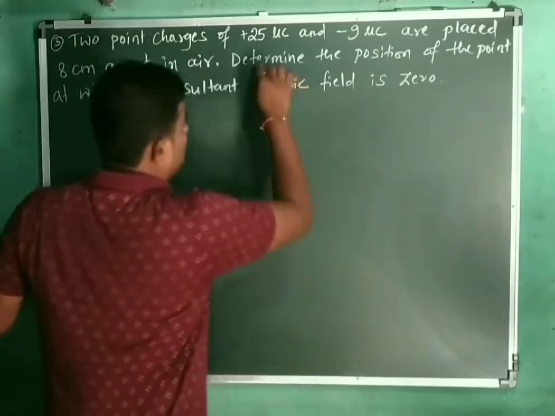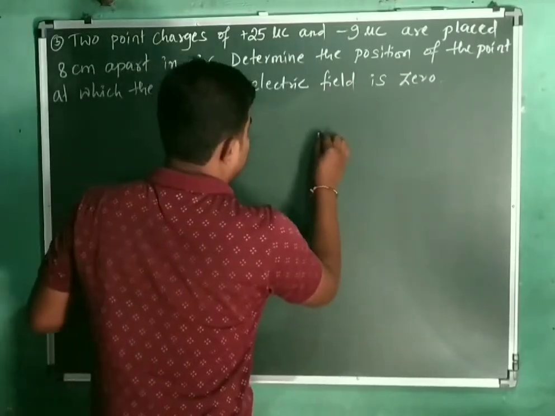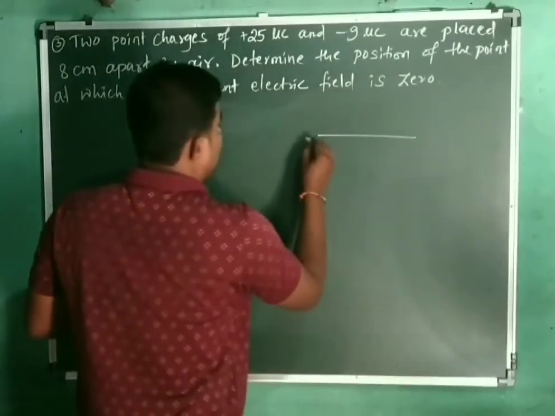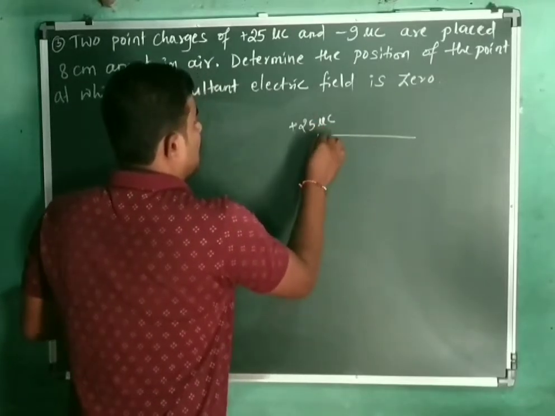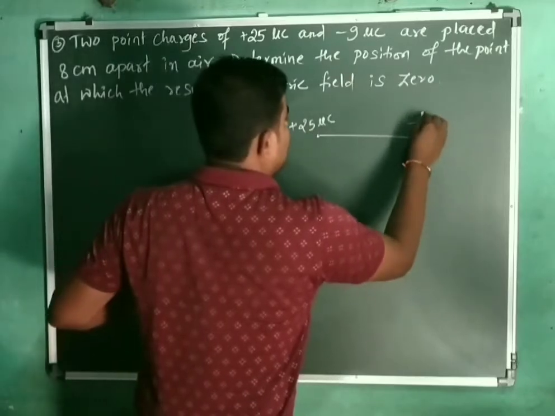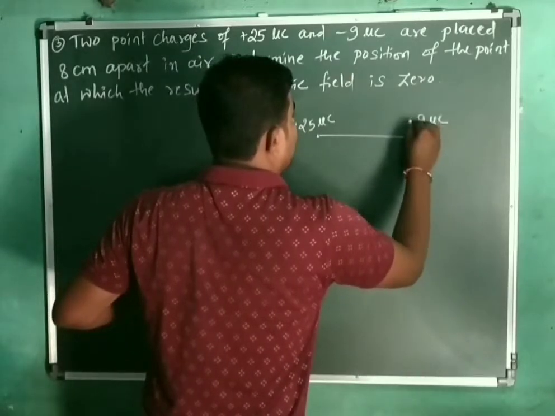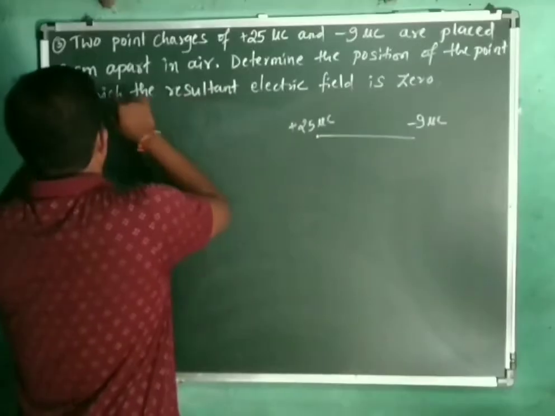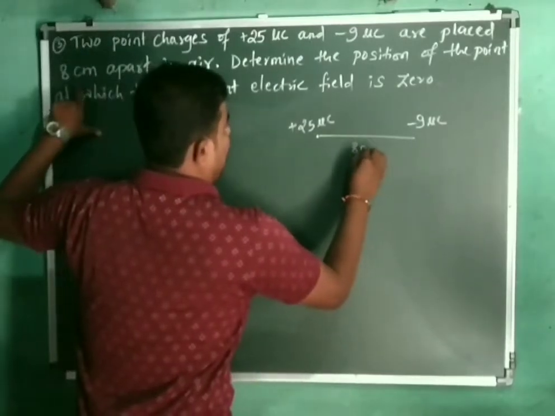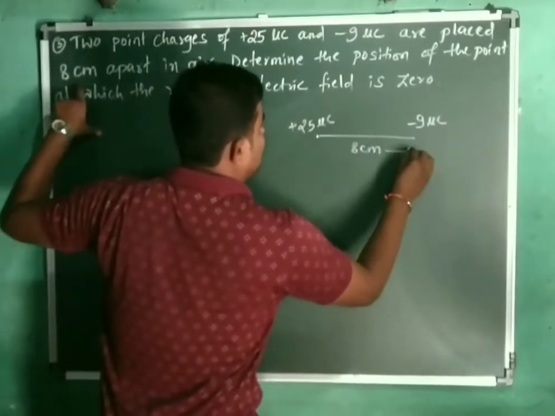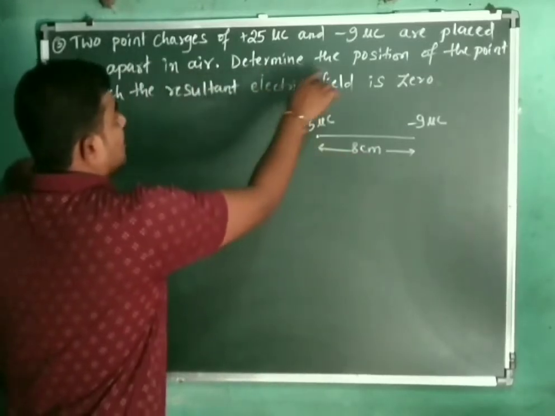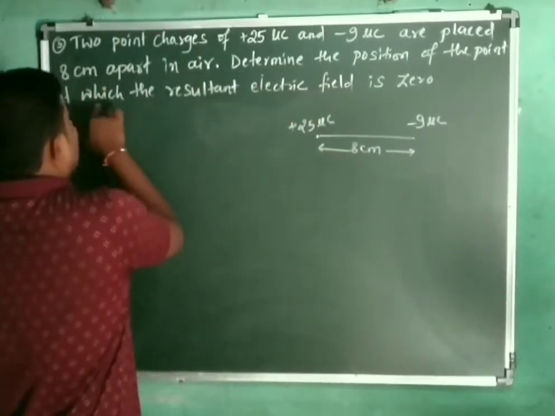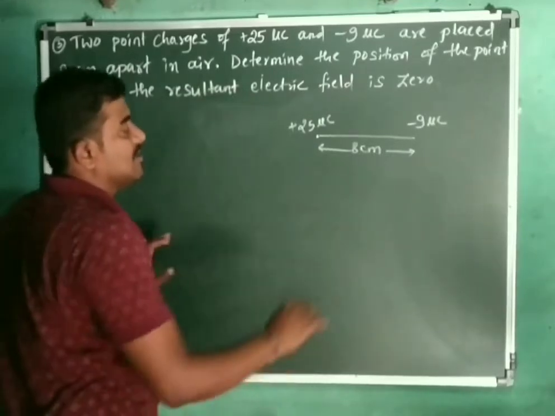See here, two charges they have given. One charge is plus 25 microcoulomb and other charge is minus 9 microcoulomb, placed 8 centimeter apart. The distance between these two charges is 8 centimeter in air. Determine the position of the point at which the resultant electric field is 0.